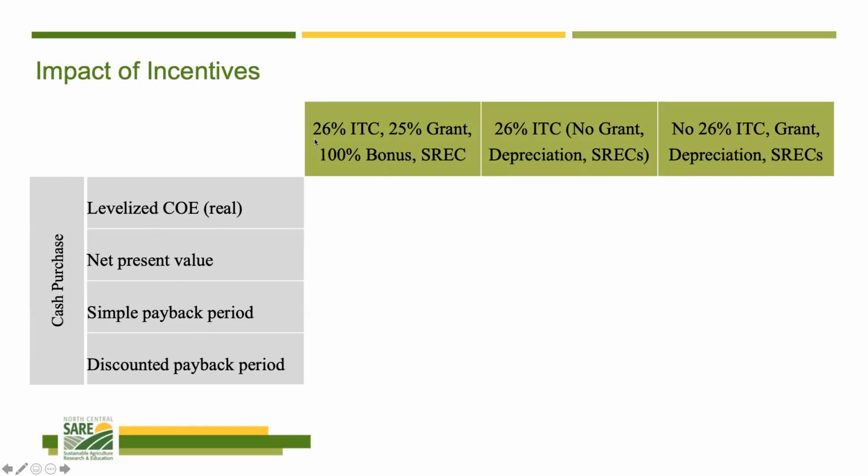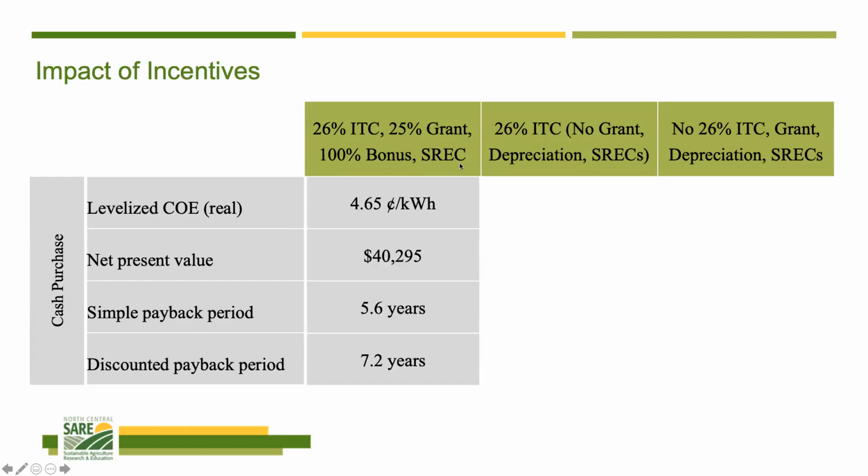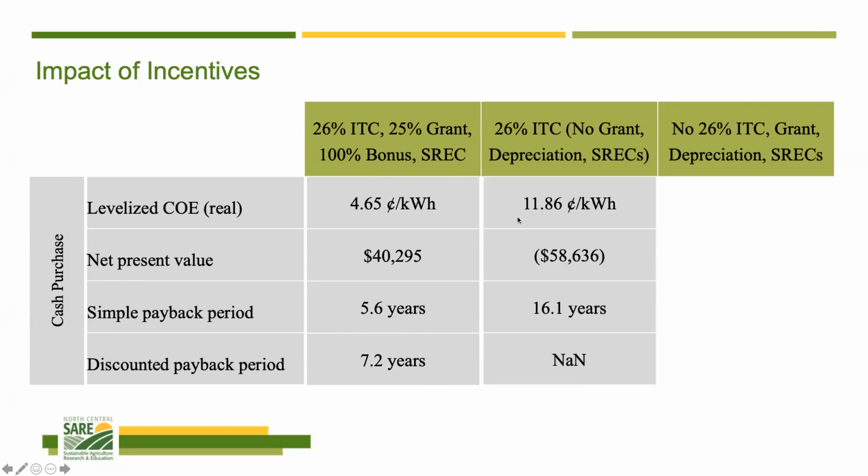Our first example is a best case scenario. So a 26% investment tax credit. We'll say we received the 25% REAP grant. We had 100% bonus depreciation, and I think we accounted for $25 per SREC. And you can see a very positive net present value, a 5.6 year simple payback period, and a 7.2 year discounted payback period. I believe I used a 6% discount rate on that, and I used the same time value of money for all three scenarios, so it's an apples to apples comparison.